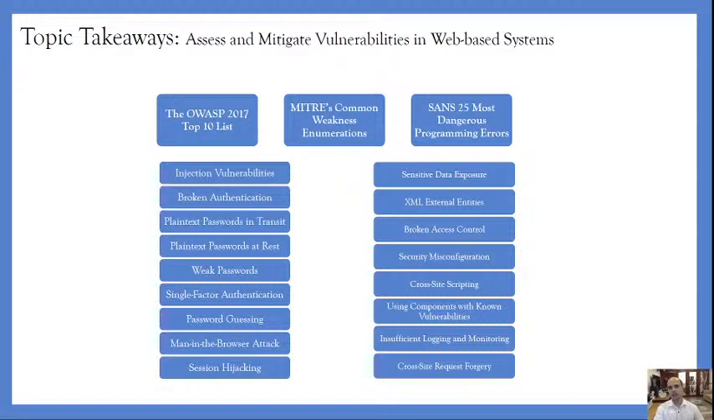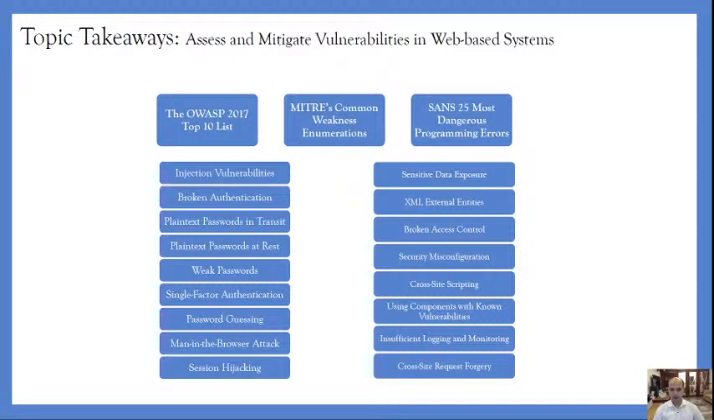Also, you need to understand that there is the SANS 25 most dangerous programming errors, which any security professional should know. And you should know that these are the locations from where you can get that particular information. With this, you should know what exactly injection vulnerabilities are, like SQL injection, right? Then broken authentication you should understand. Plain text password in transit you should understand. Then plain text password at rest you should understand.